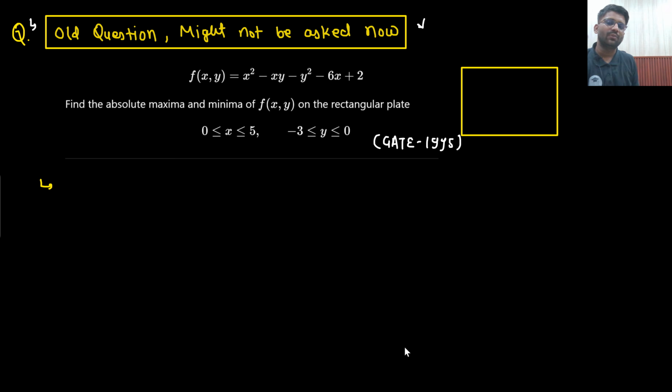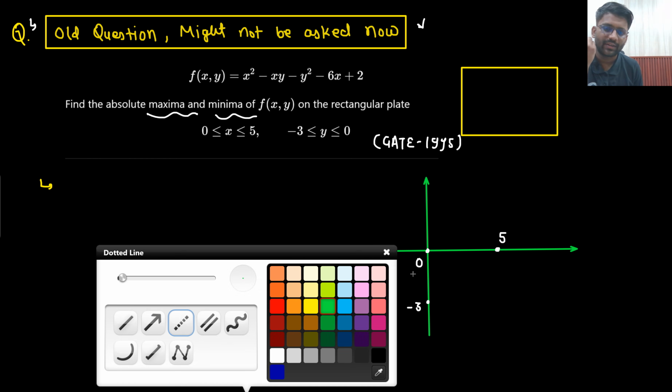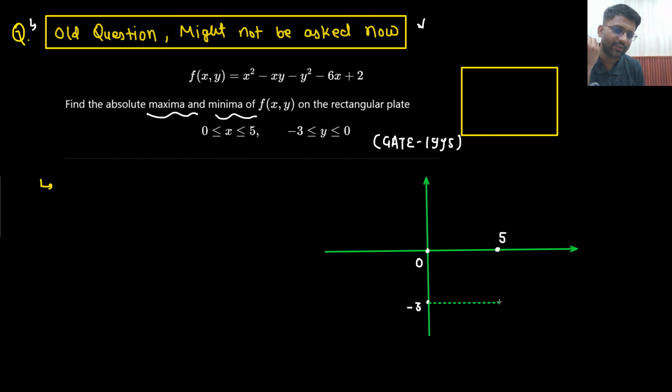They are asking the absolute maximum and minimum value of f(x,y) on a rectangular plate. What is that rectangular plate? The rectangular plate has the value of x between 0 to 5, and the value of y between 0 to -3. So in this rectangular plate, whatever the values of x and y you are having, those values you need to put.